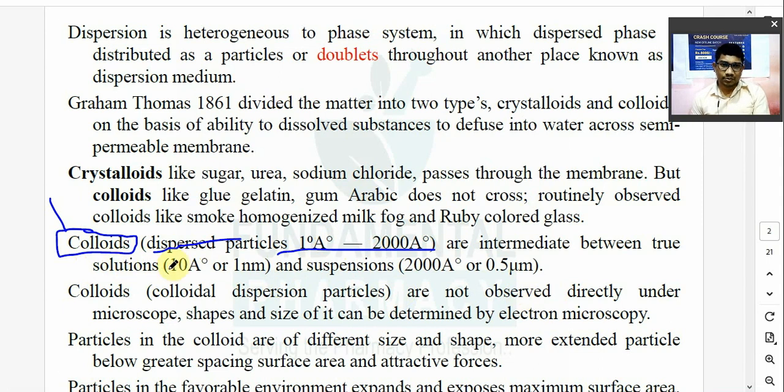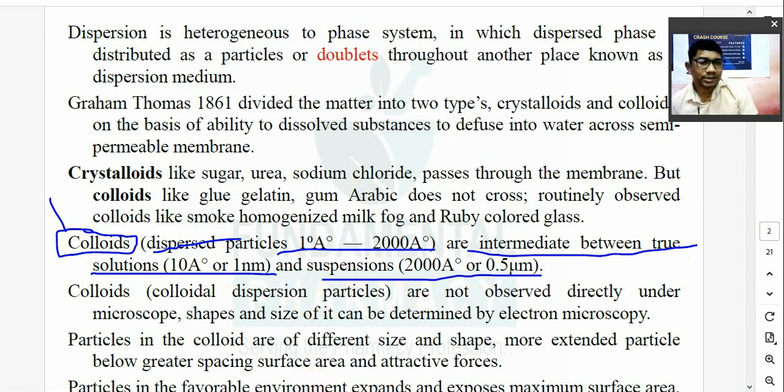So dispersed particles in a range of 1 angstrom to 2000 angstrom. Colloids are intermediate between true solutions and suspension. Now true solutions will have particle size in the range of 10 angstrom, that is 1 nanometer, and suspension will have particle size in the range of 2000 angstrom, that is 0.5 micrometer.